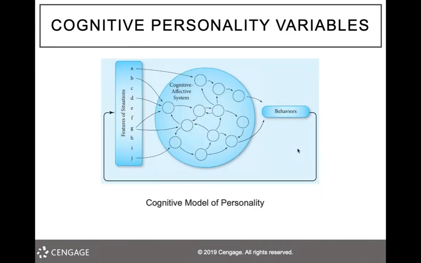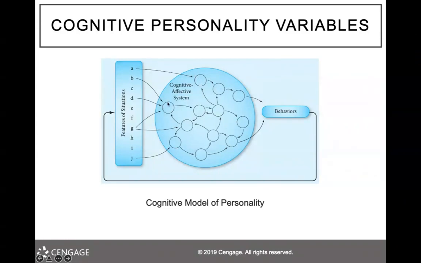So the cognitive model of personality goes something like this. We have the situation, right? So the situation can be myriad different things, A, B, C, D, F, G, anything, right? And now the behavior is the response to the situation. However, this is the cognitive affective system between the stimulus and the response, okay? The cognitive affective system are these cognitive affective units.